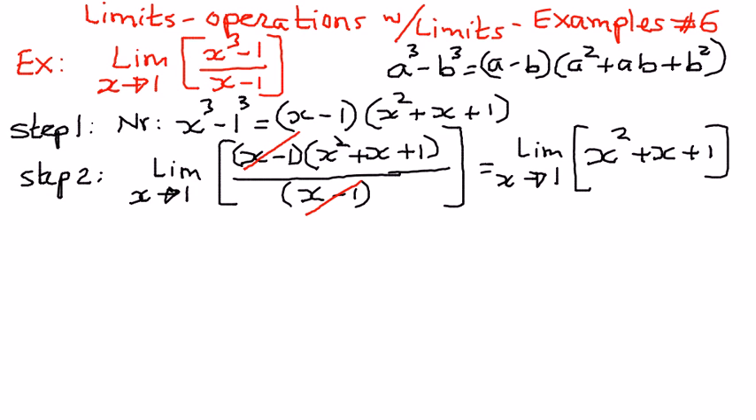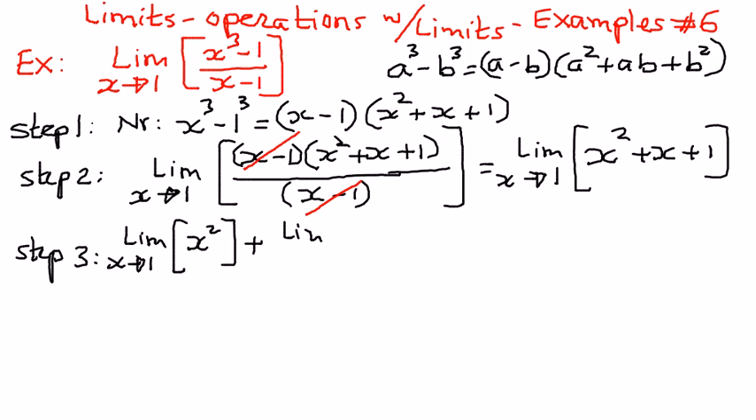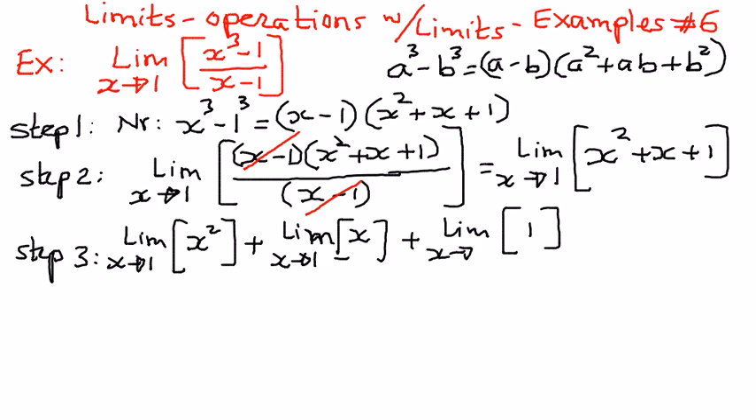Now, as step number 3, we're going to expand this trinomial out as follows. Limit of x to the power of 2 as x approaches 1 plus limit of the function x as x approaches 1 plus limit of the function 1 as x approaches 1. So that is what we have.